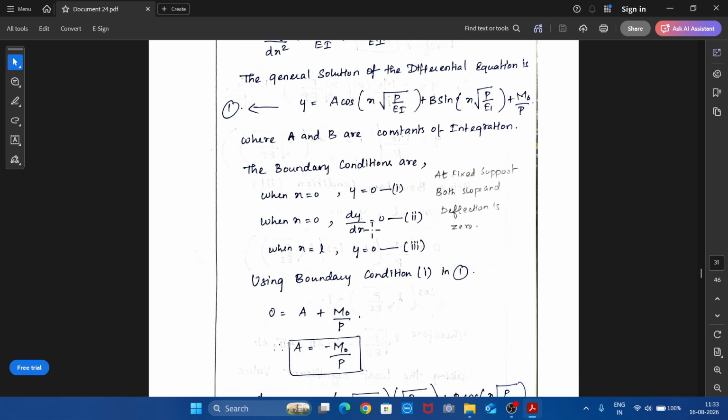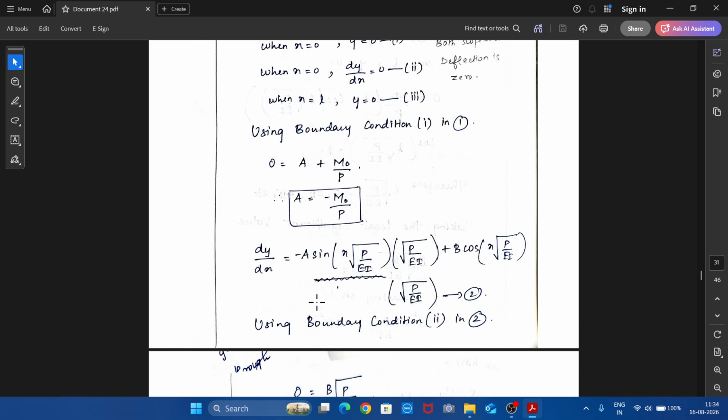Then to employ the second boundary condition, we need to find dy by dx. So dy by dx will be equal to A, if you differentiate cos x root P by EI, this will be minus sin x root P by EI multiplied by root P by EI, because we need to apply the function of a function rule. Similarly, B sin x root P by EI, when differentiated, will give cos x root P by EI into root P by EI. The constant term will get cancelled. So dy by dx equals minus A sin x root P by EI into root P by EI plus B cos x root P by EI into root P by EI. This will yield equation 2.